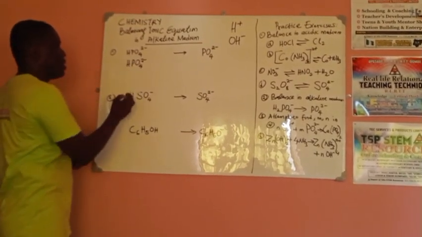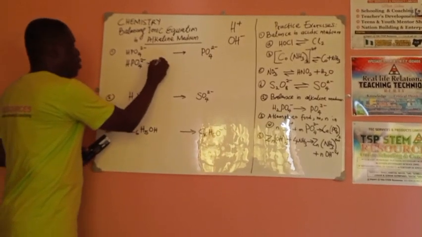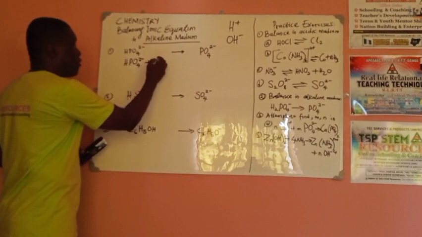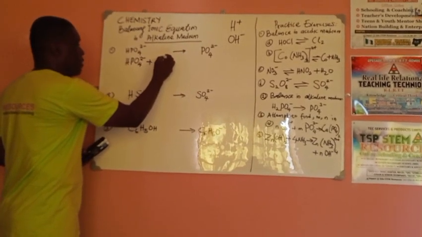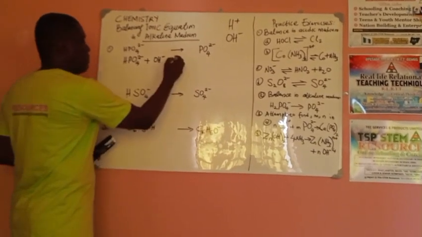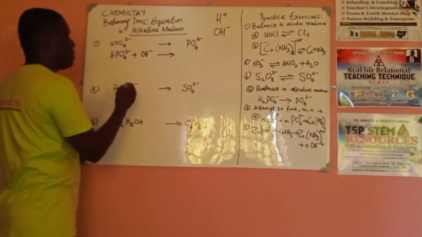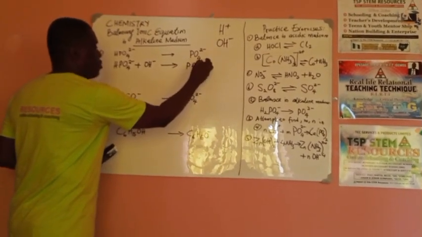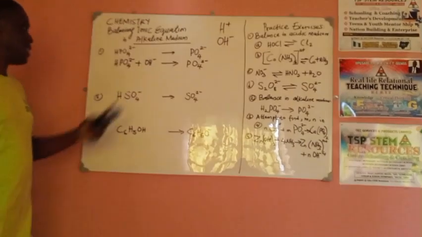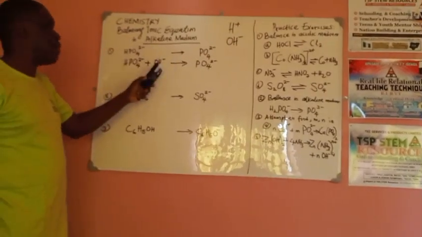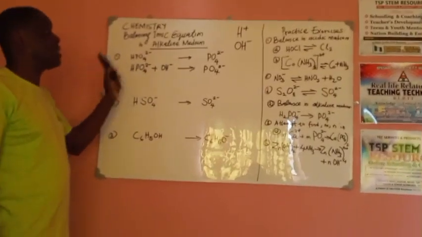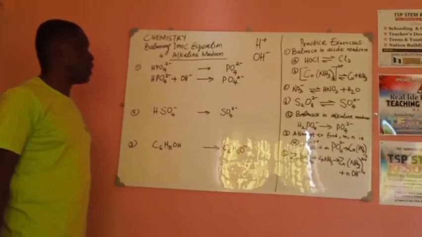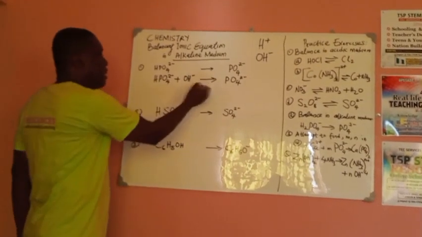HPO4 2- plus one hydrogen atom, one hydrogen molecule of hydrogen ion, that is OH-. Then I have this, CPO4 2-. You see now, we are having excess of hydrogen even at the reactant side. The product side is not yet having any hydrogen atom. Okay? Now, how do you balance?